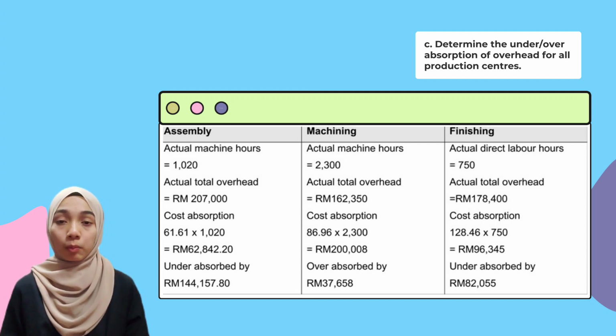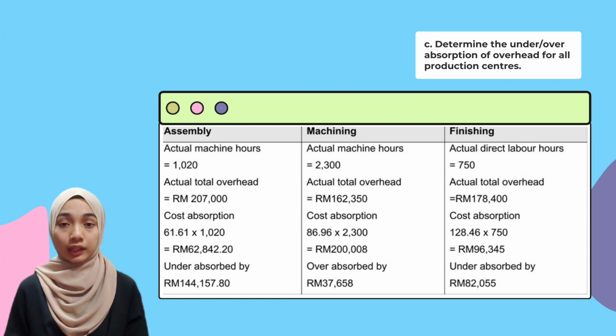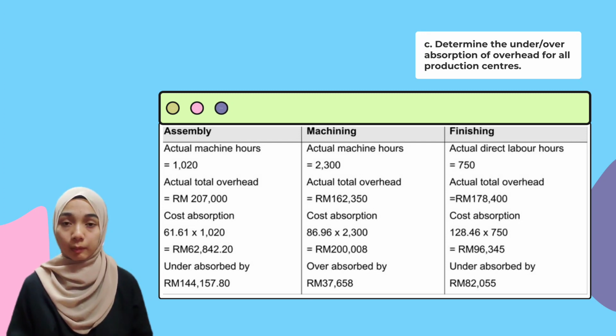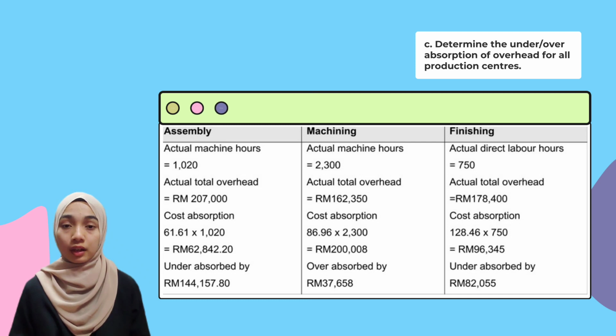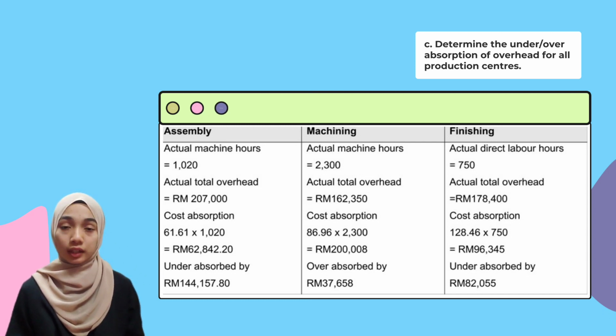When we compare the total cost absorption with the actual total overhead that we are given, which is RM207,000, we can conclude that the assembly department is under absorbed by RM144,157.80. For the next department, which is the machining department, we calculate using the OAR, RM86.96 multiplied by 2,300 machine hours, we get the total RM200,008.